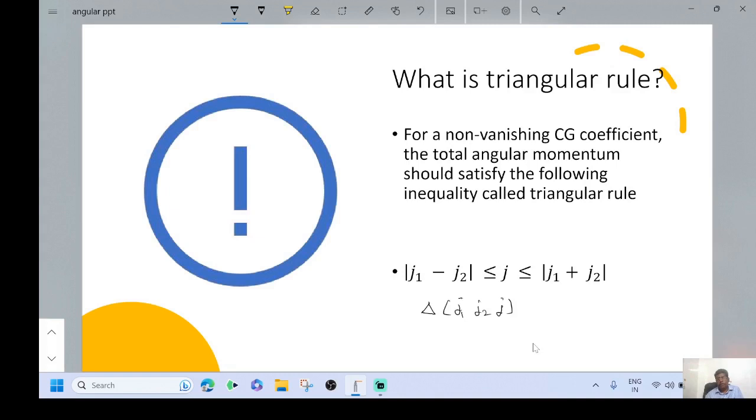The value of J should be greater than or equal to the modulus of J1 minus J2, and less than or equal to J1 plus J2. Otherwise, the CG coefficient vanishes. Therefore, we are calling this one the triangular rule.